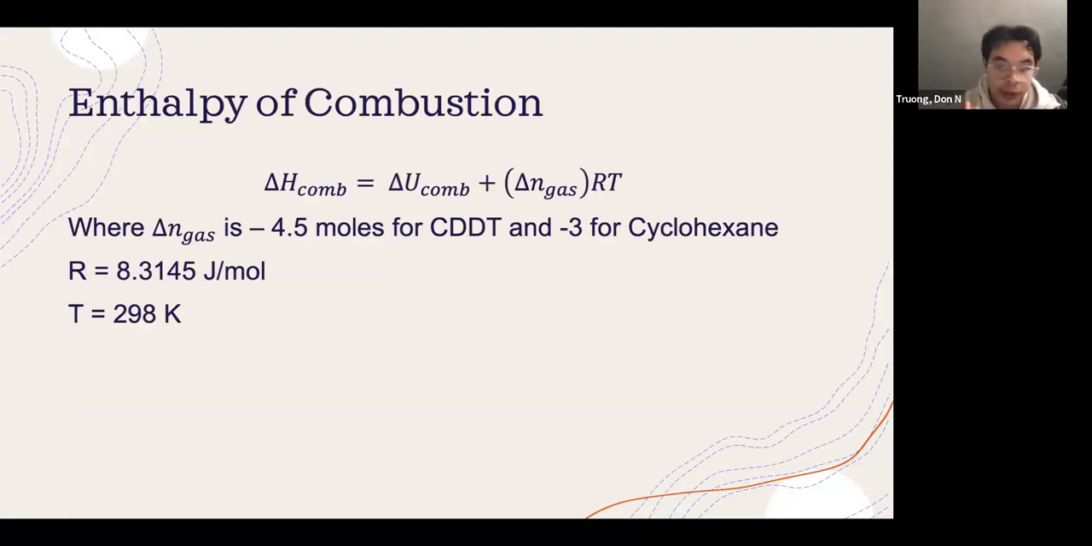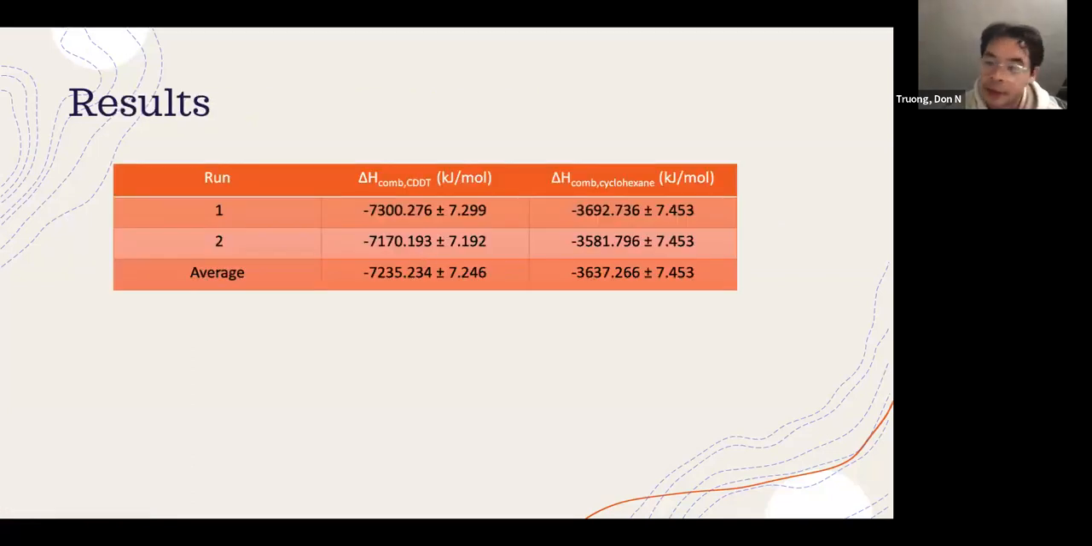And so we use this equation shown here, and we're able to find the enthalpy of both. And this change in n of gas is just the change in moles of gas, and it's negative 4.5 for CDDT and negative 3 for cyclohexane. And then we use the gas constant R, and T is equal to 298 Kelvin. And using that equation, we're able to find the enthalpy of combustion for CDDT and cyclohexane.